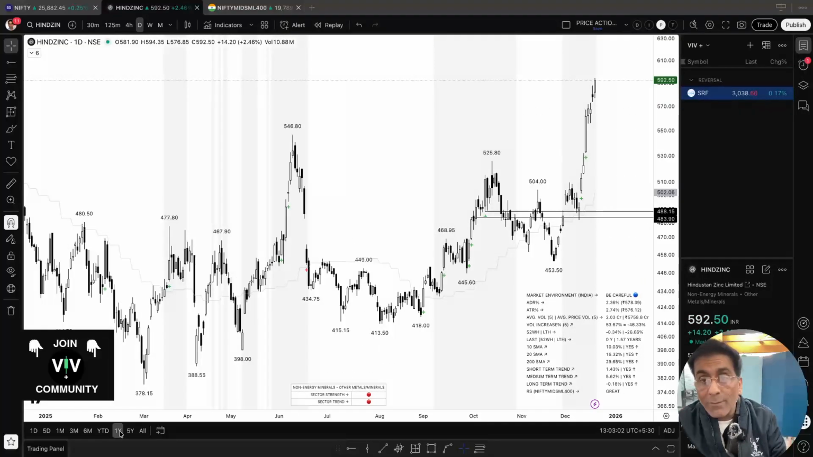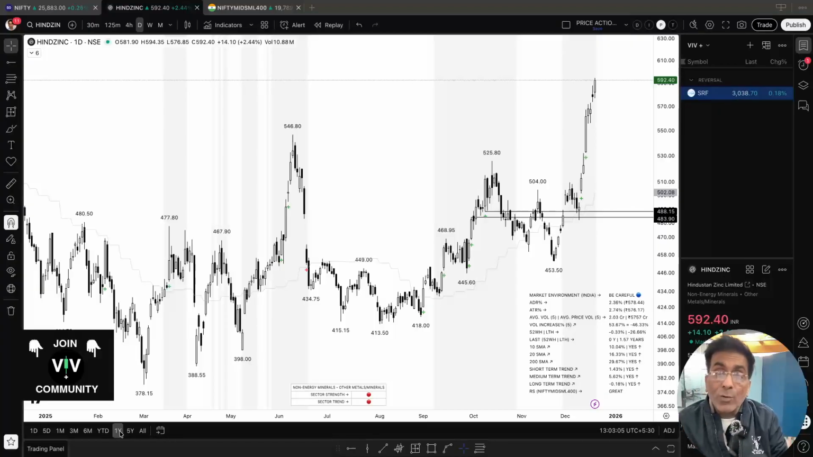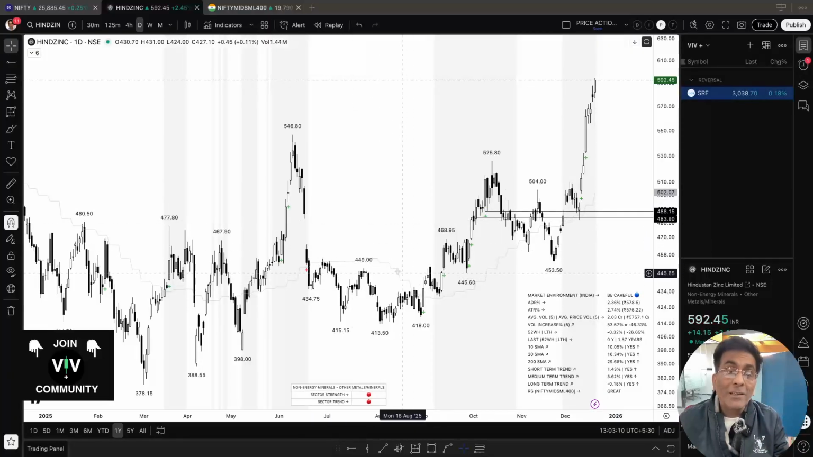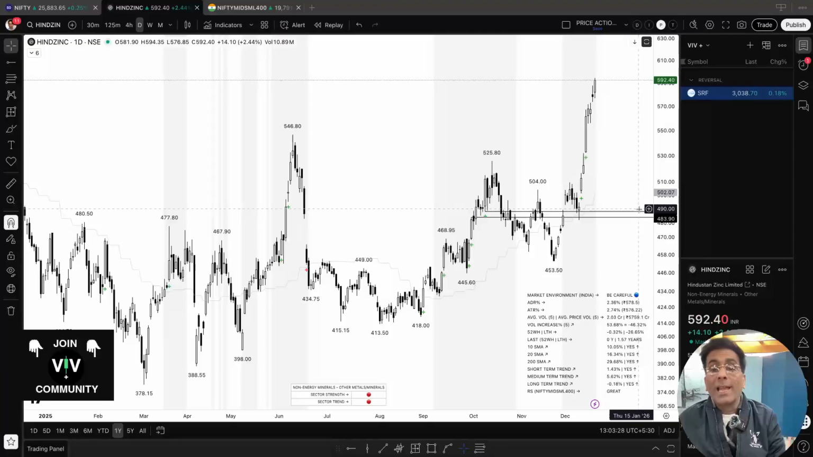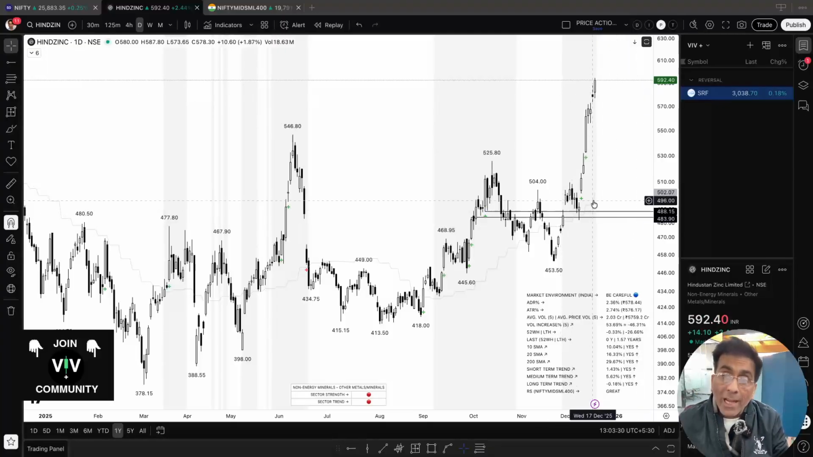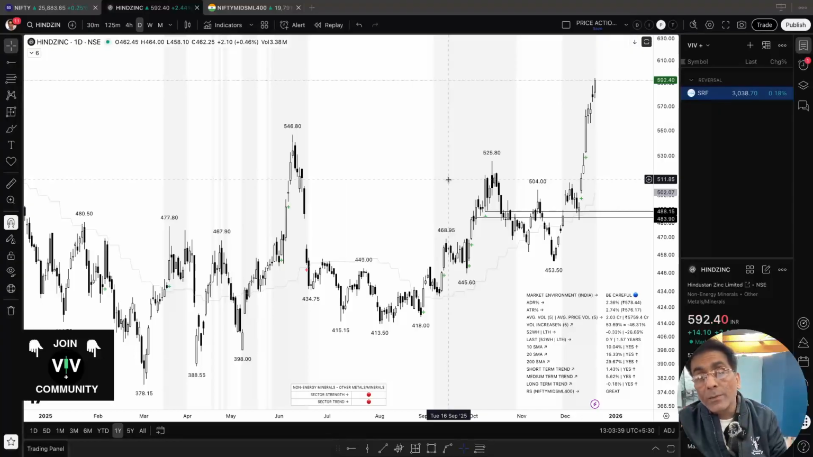So what we have to do is find the high probability zones. You can't find them just near the 10-week moving average, but our VIV system tells you that okay, these are the high probability zones, this trade can succeed. So with the help of the 10-week moving average and the high probability trade zones, the trend system can help you find good trades.